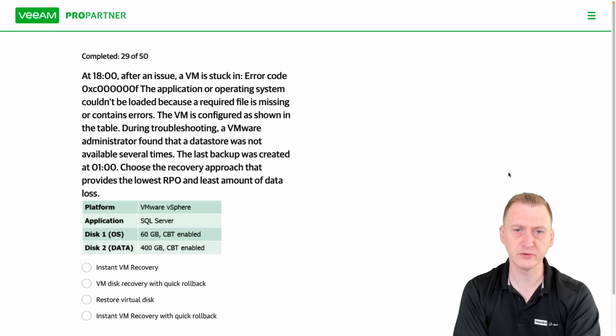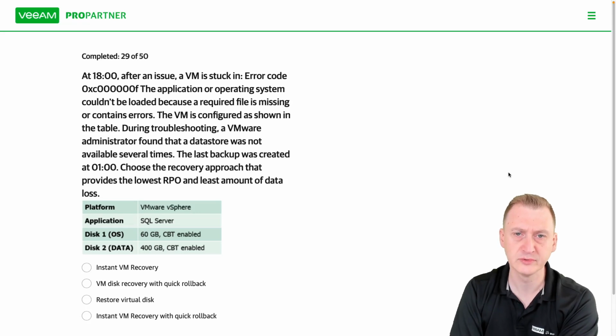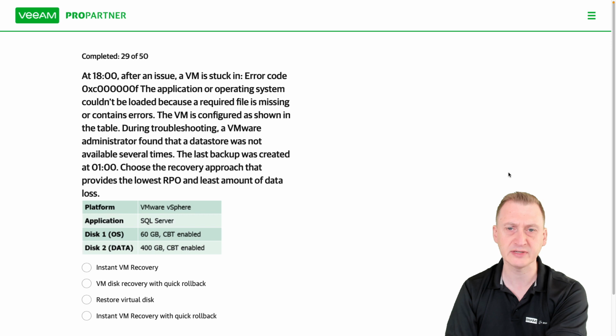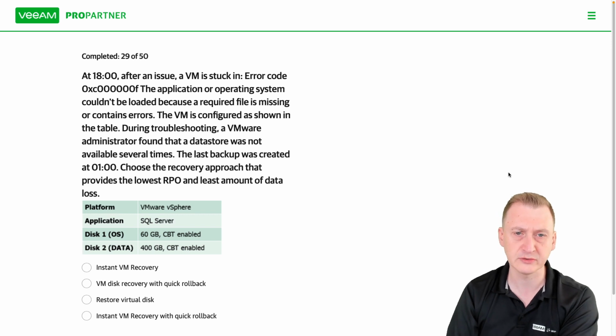At 18:00, or 6 o'clock, after an issue, a VM is stuck in an error code. The application operating system couldn't be loaded because a required file is missing or contains errors. The VM is configured as shown in the table.